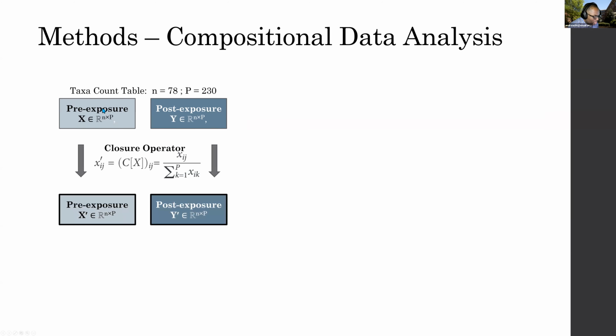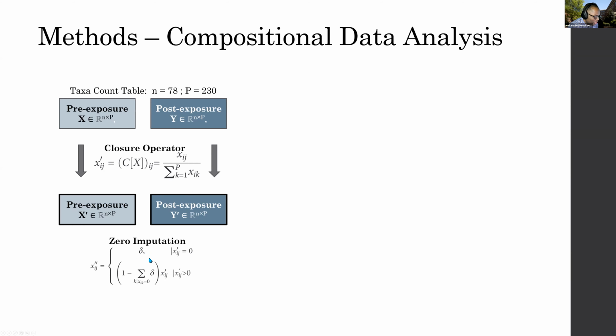And then in our case too, I started with these pre-exposure and post-exposure matrices, which were in samples across 230 different taxa that we identified. And then after we close and map it onto the simplex, because we're interested in doing a log ratio transformation, we have to handle the zeros. We can't take a log of a zero, or take a ratio with a zero in the denominator. So we use a multiplicative replacement strategy.